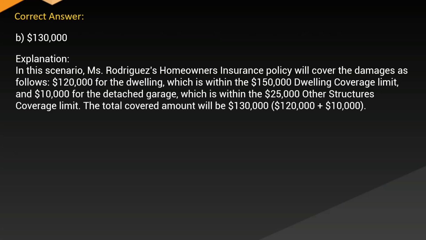Correct answer: B. $130,000. Explanation: in this scenario, Ms. Rodriguez's homeowner's insurance policy will cover the damages as follows: $120,000 for the dwelling, which is within the $150,000 dwelling coverage limit, and $10,000 for the detached garage, which is within the $25,000 other structures coverage limit. The total covered amount will be $130,000, $120,000 plus $10,000.